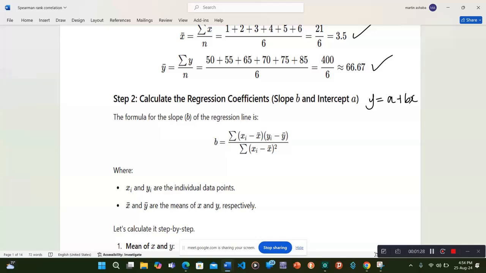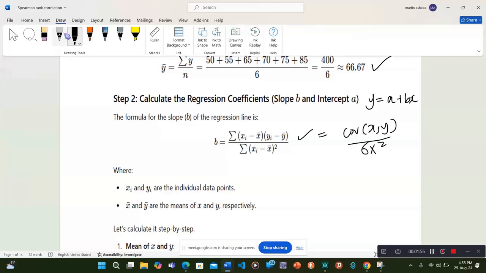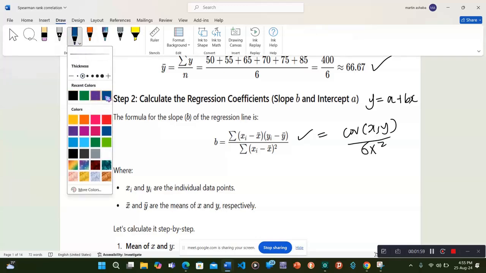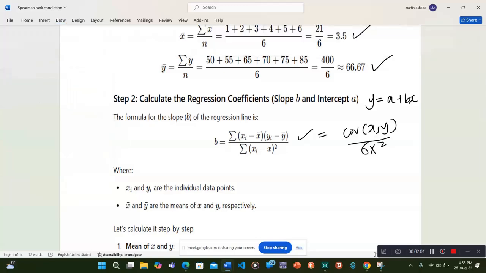To get b, we need to use this formula. And this formula, we said, is the covariance between x and y divided by the variance. It can be the standard deviation of x squared or just the covariance. So we proceed. This covariance between x and y, this is how we get it.